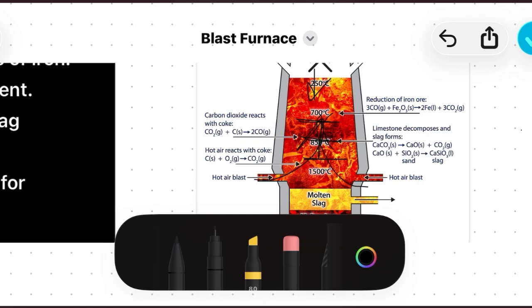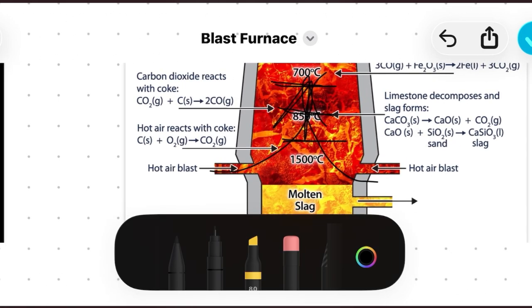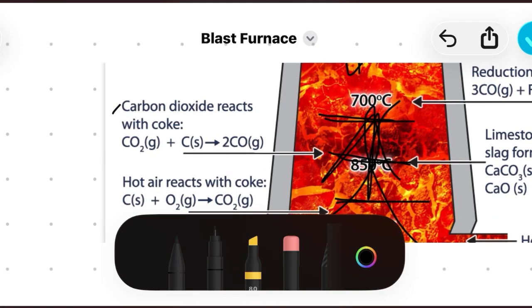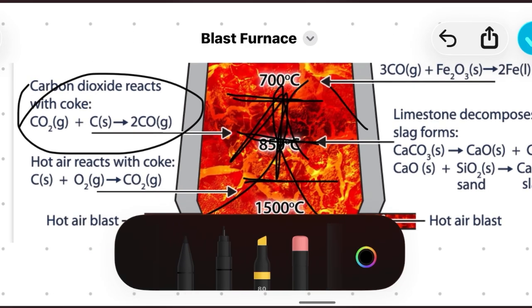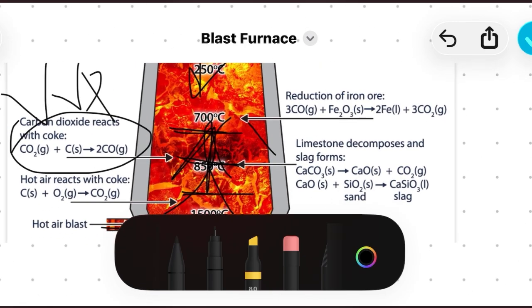Okay, main reactions. The first reaction of the blast furnace is coke reacting with oxygen from the hot gas, which creates CO2, carbon dioxide gas. Then the carbon dioxide reacts with coke, which creates 2CO, carbon monoxide. This is named the Boudouard reaction, a very important reaction of the blast furnace. You have to recall that.